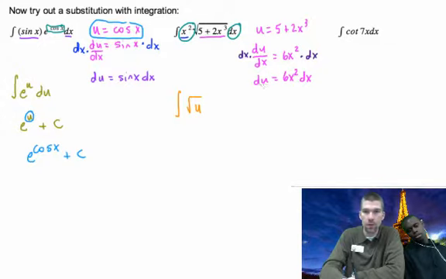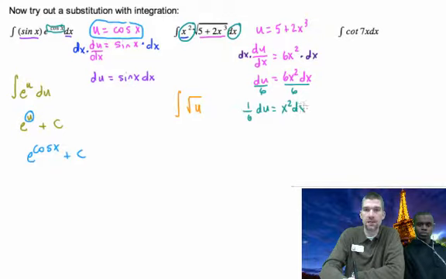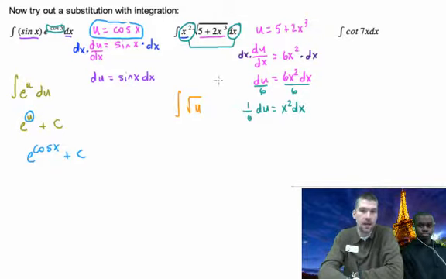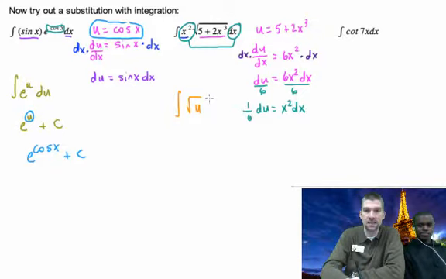And if you'll look where we have du equals 6x squared dx, the 6 can't stay over here. So what I'm going to do is divide both sides by 6. And so 1/6 du is equal to x squared dx. Now, this x squared and this dx have an equality statement now with 1/6 du. So times 1/6 times du.